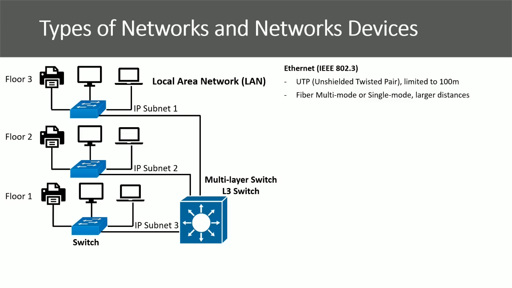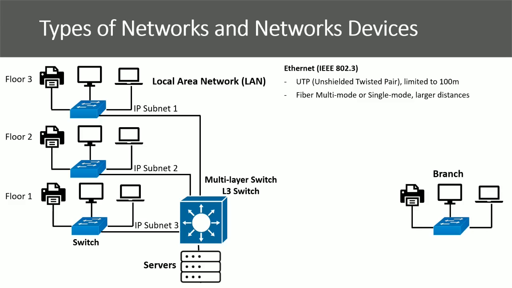Now, let's assume in this building we have central servers which are connected to floor 1, for example, and connected directly to the layer 3 switch or core switch. And let's assume we have a remote branch that needs to access servers in this central location. So this is the central location or headquarters, and this is a branch. We have a switch and we have a LAN in this branch, but users in this branch need to access resources or servers in the central location. In this case, we need to have another type of network, which is a WAN.